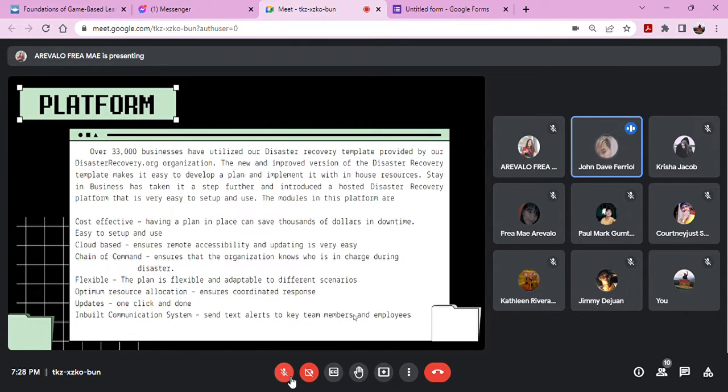Chain of command ensures that the organization knows who is in charge during a disaster. Flexible. The plan is flexible and adaptable to different scenarios. Optimum resource allocation. Ensure coordinated response. Updates, one click and done. Inbuilt communication system. Send text alerts to key team members and employees.